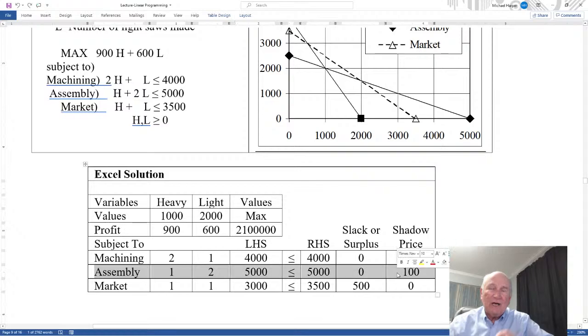Assembly has a $100 shadow price or marginal shadow price profit. Sometimes it's called dual price. Okay, so where would you put all your hours? You put it all in machining because you have 4 times more return, marginal return, by putting it in machining.